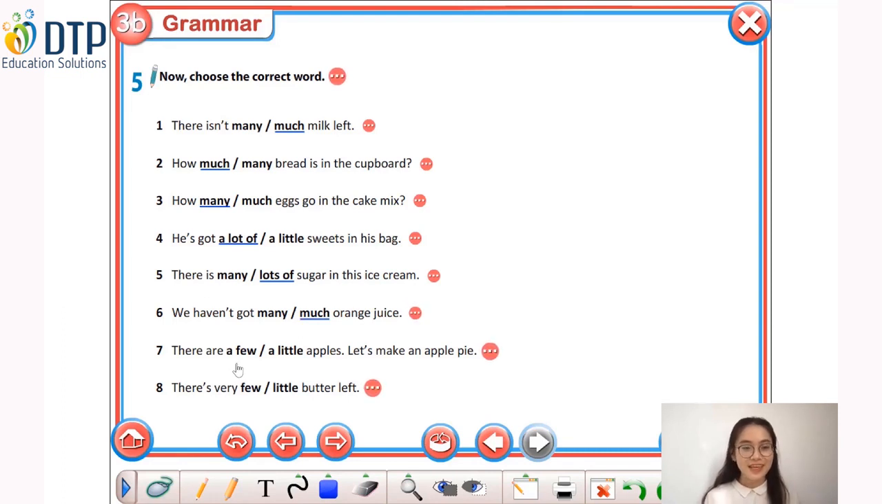Very good. Next one, number 7, apples is countable, right? So can we say a few apples? Yes, we can. And how about a little? No, right? So the correct answer is a few apples. Excellent. And number 8, butter. Butter is uncountable. So we have to use little butter. Perfect. That's it for exercise number 5.